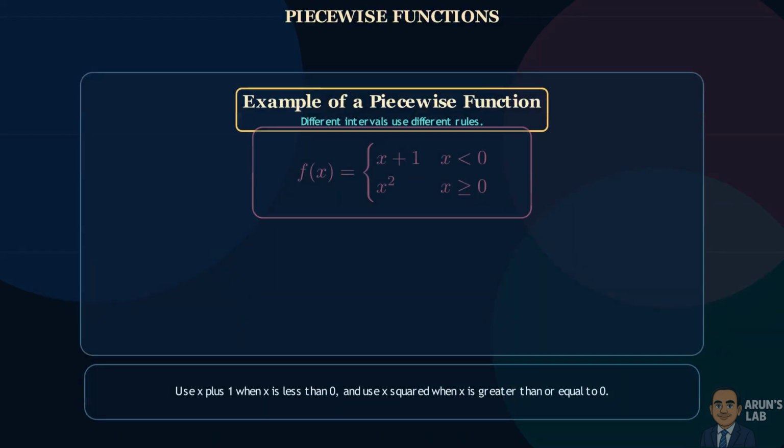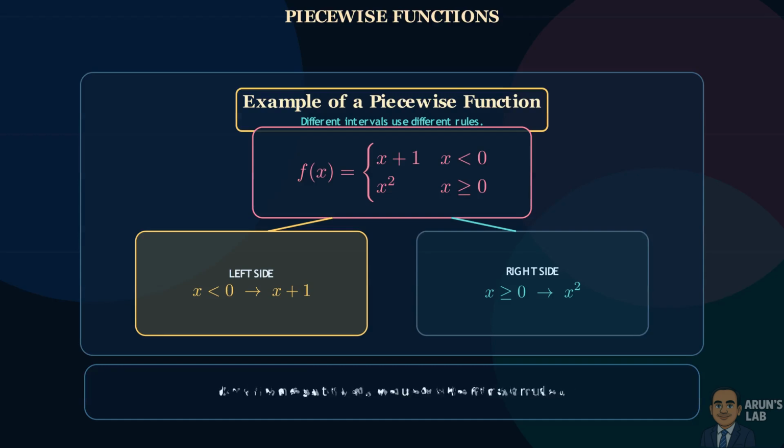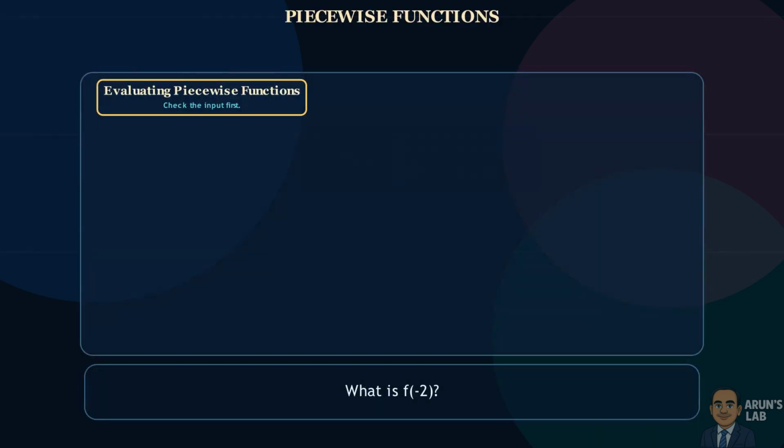Look at an example. f(x) is defined as x plus 1 when x is less than 0, and x squared when x is greater than or equal to 0. This means if x is negative, we use one rule, and if x is 0 or positive, we use another rule. Let's evaluate this function.